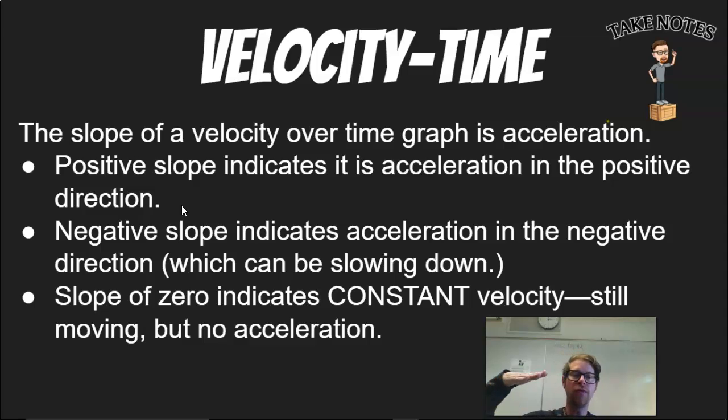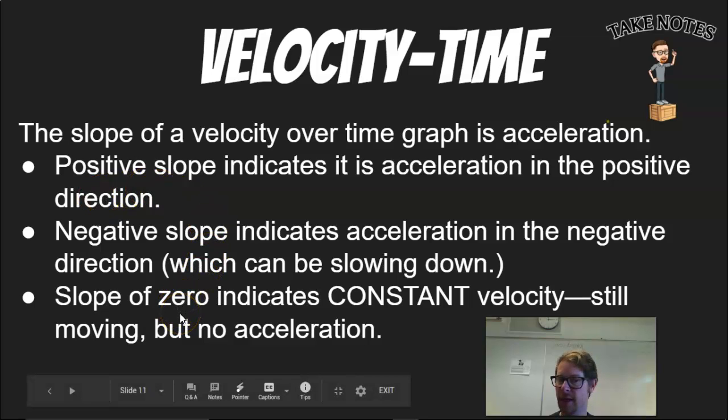Now, something that's moving in the positive direction but accelerating in the negative direction is slowing down and could actually still be moving in that positive direction. And then a slope of 0 on a velocity graph indicates that the velocity is constant. The object is still moving, but it's not accelerating. So that's something really to be careful about: slope means very different things on these different graphs. The slope of 0 on a position graph means not moving. The slope of 0 on a velocity graph means moving just at a constant velocity.